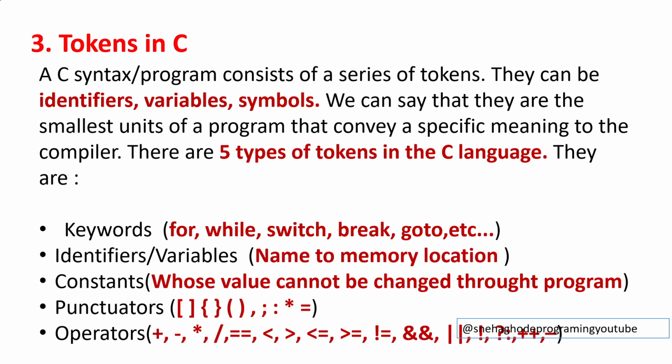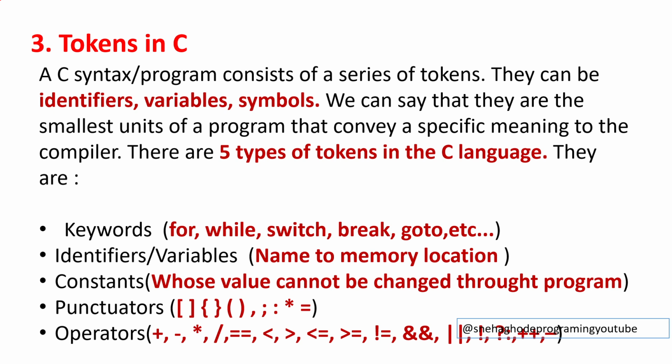Okay, and then next is tokens in C. A program consists of a series of tokens. They can be identifiers, variables, or symbols. We can say they are the smallest unit of the program that convey a specific meaning to the compiler. There are 5 types of tokens in the C language: keywords, identifiers or variables, constants, punctuations, and operators.